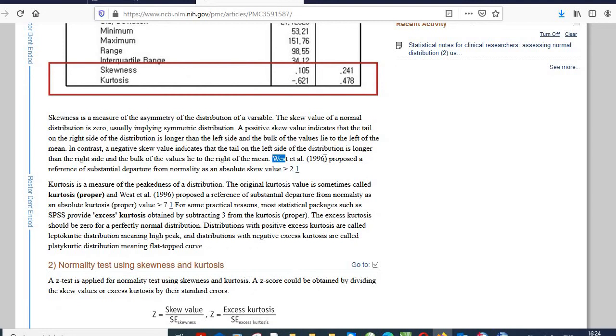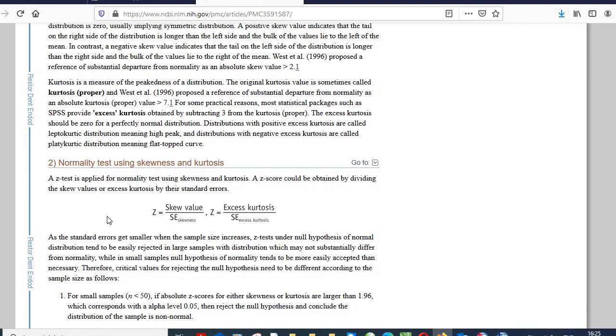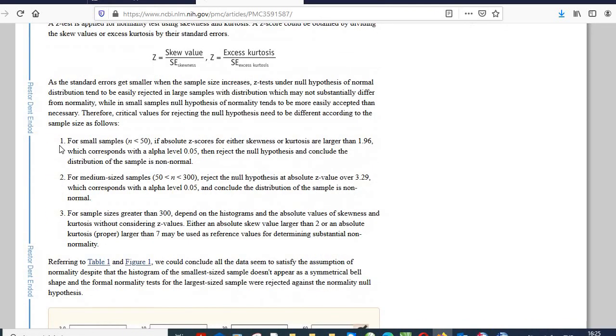Well, West et al. 1996 proposed some techniques of finding that. You see that these are the formulas for Z skewness and Z Kurtosis scores. If you are working with small samples, like n less than 50, then when you perform the calculations that we had up to that point, the absolute value shouldn't exceed 1.96. Of course, you're going to consider the absolute value.